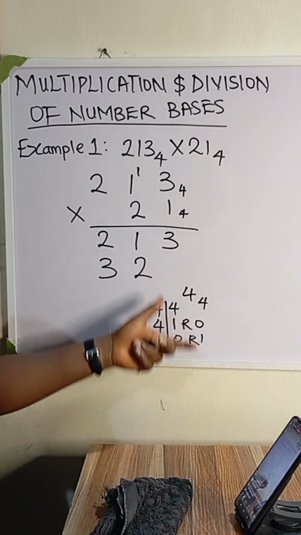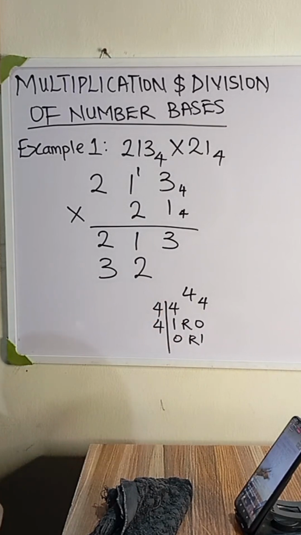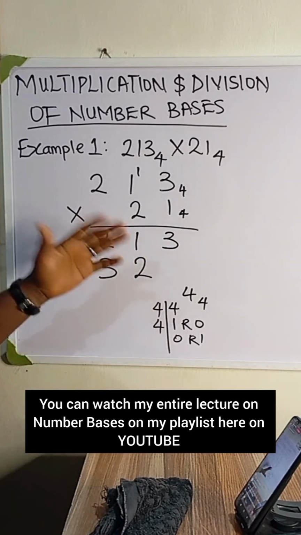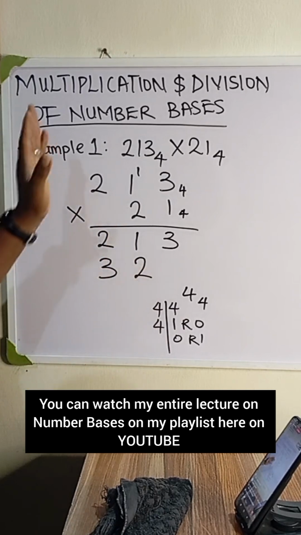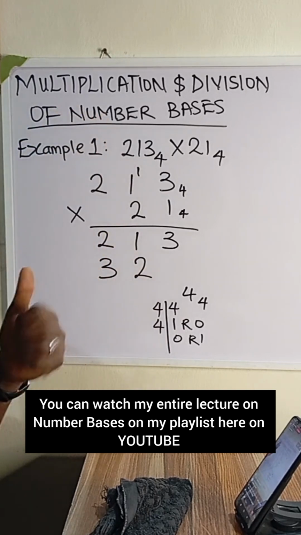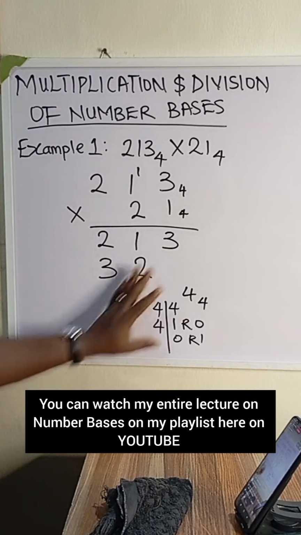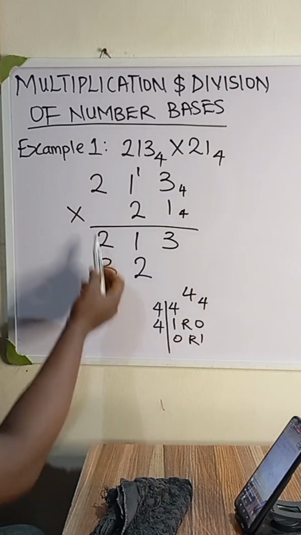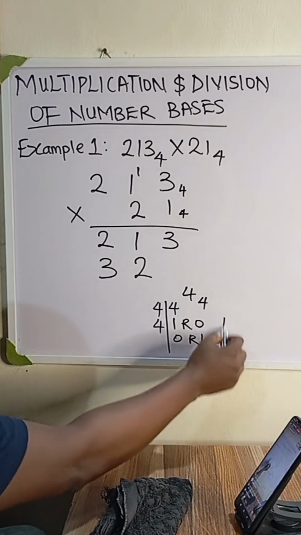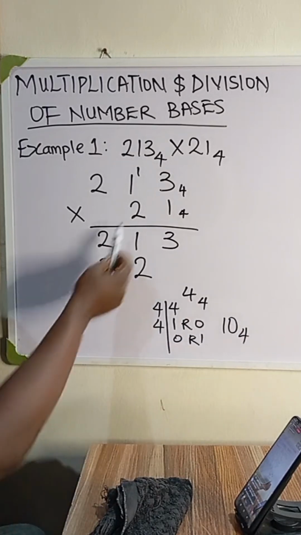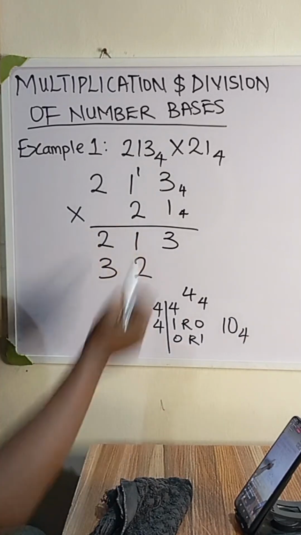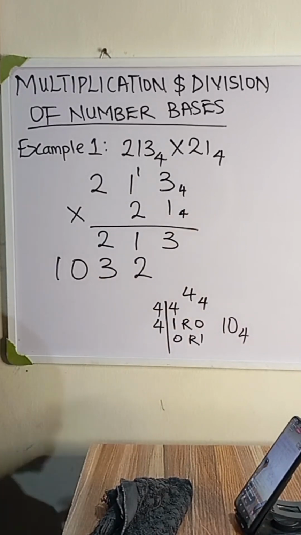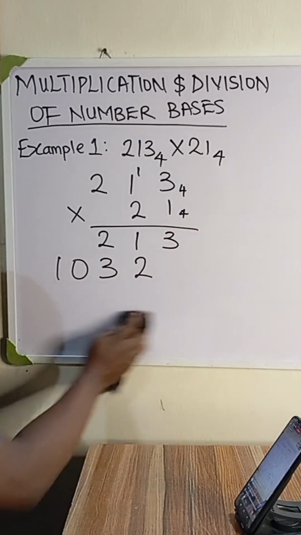If you don't understand what we are doing here, you can just go to my YouTube channel and search for the previous lessons we have learned on number bases, how to convert from base 10 to other bases. We learned about this whole process, okay? So instead of having 4 here, we are going to have 10 base 4. So 2 multiplied by 2 is not 4; under base 4 it is going to give you 10. So that's what we are going to have.